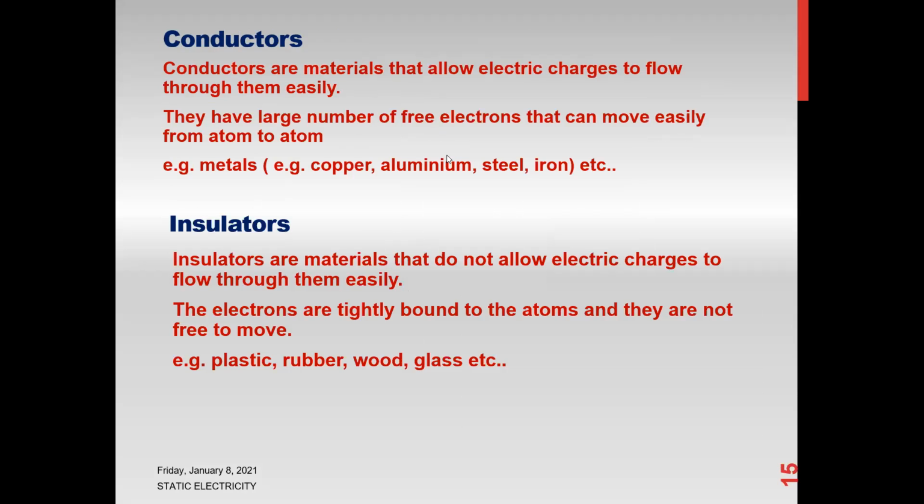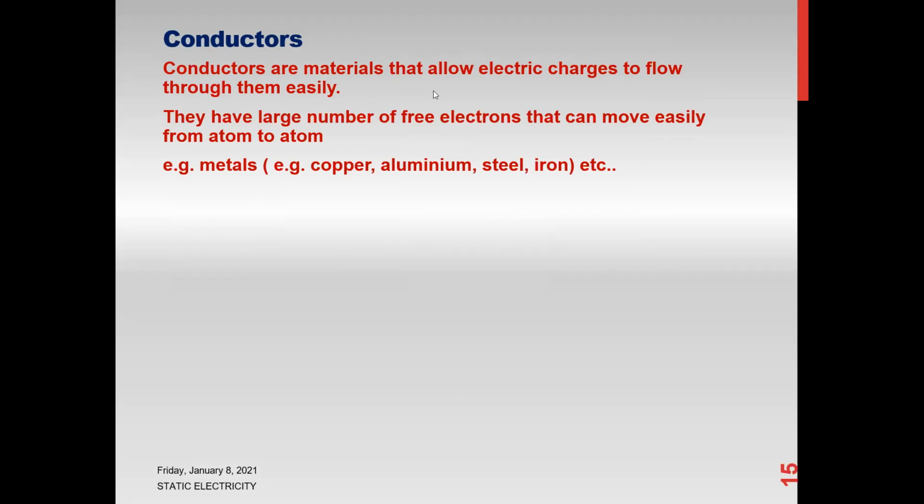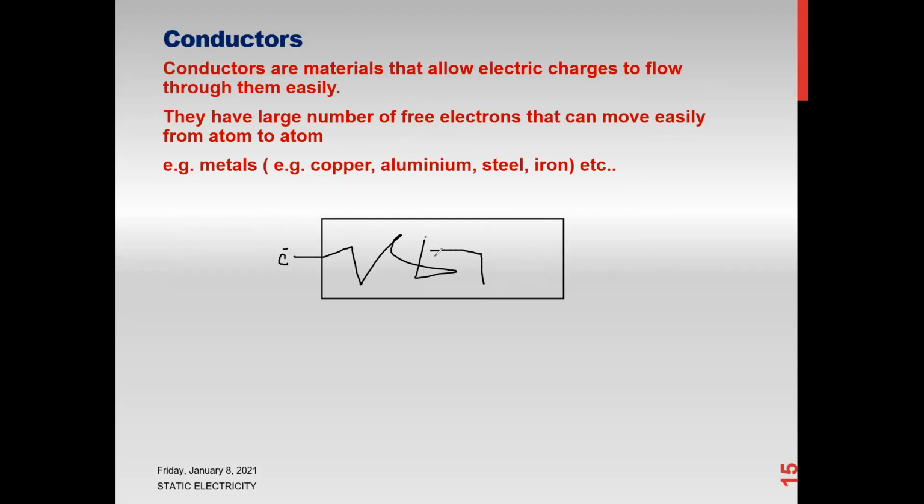Conductors are the materials which allow charges to flow through them, and all these metals are conductors. For example, if an electron is here and can move through, not in a straight line but moving randomly, and the electrons are able to enter from one end and leave from the other end, we call this material a conductor.